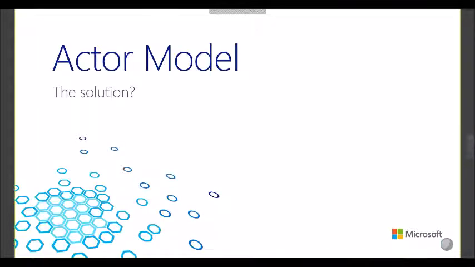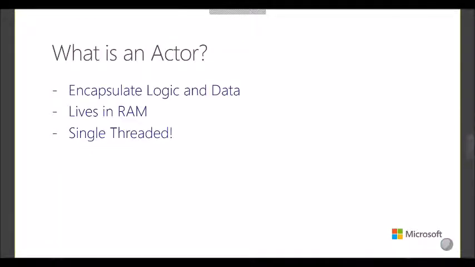So what about the actor model? What makes this one specifically more useful than other models? So when we talk about microservices, it means we have code and data in one place. So what's the actor then? Well, it also encapsulates logic and data. It lives in the RAM, but the special thing about it is it's single-threaded. So it's not a service that takes multiple requests at the same time.